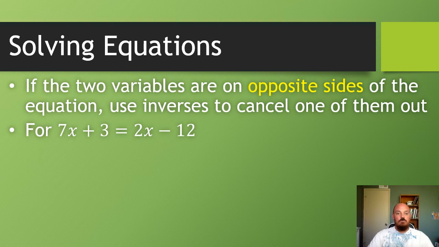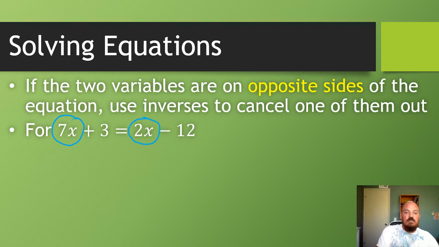So for example, right here, if I had 7x plus 3 equals 2x minus 12, same thing. I have a 7x and a 2x. So I have two different x terms. But see, this time they're on opposite sides of the equal sign. So what I would want to do is get rid of one of them. And it doesn't really matter which one. I usually pick the smaller one. I would take the 2x and say, let's get rid of the 2x. I'm going to subtract 2x from each side.